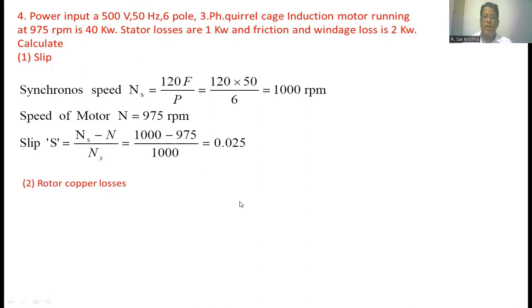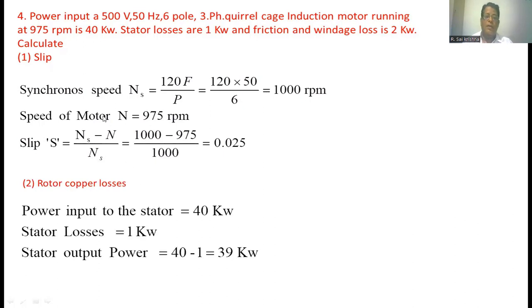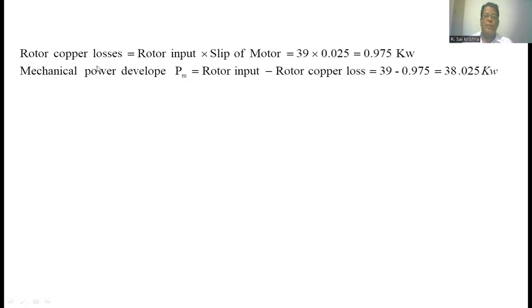0.025. Rotor copper loss. Here, the power input to the stator of the induction motor is given, that is 40 kilowatt. The stator loss is also given, 1 kilowatt. The stator output power equals 40 minus 1, so we get 39 kilowatt. The stator output power equals the rotor input power, because no power is wasted in the air gap of an induction motor. So the rotor copper loss equals rotor input into slip of the induction motor, that is 39 into 0.025, we get 0.975 kilowatt.